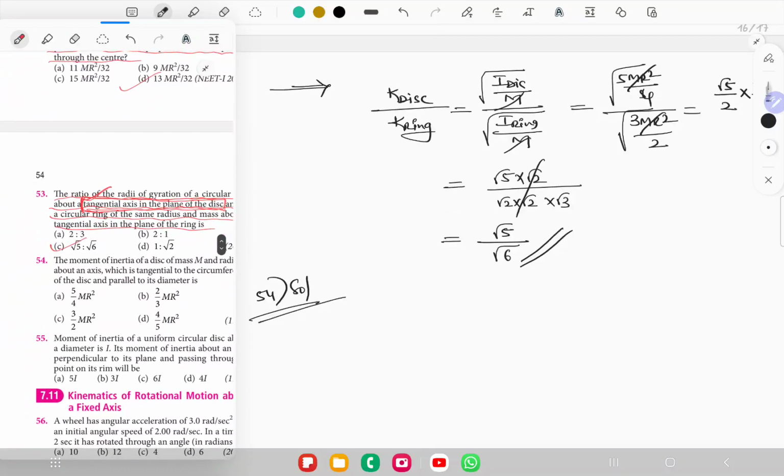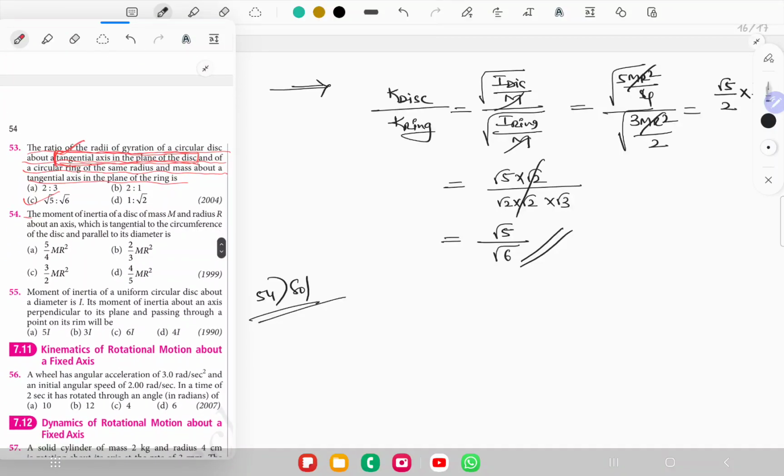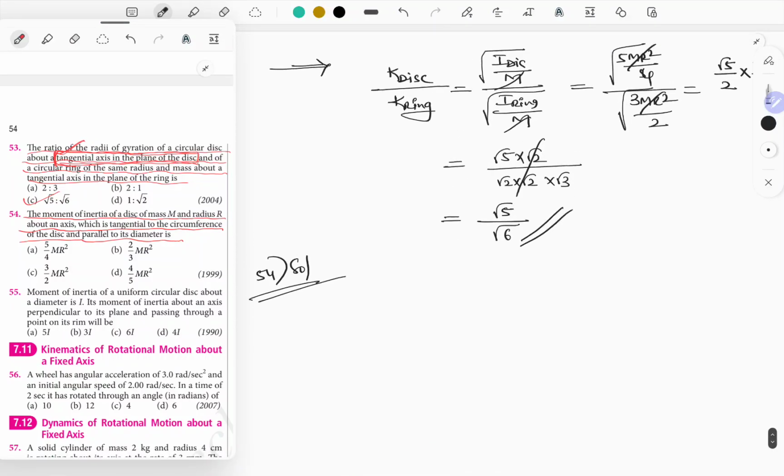Try to pause the video and solve it on your own. Okay, the moment of inertia of a disk of mass capital M and radius r about an axis which is tangential to the circumference of the disk and parallel to its diameter. Super. This is also in the same format. Let me represent that. Assume this is a disk.